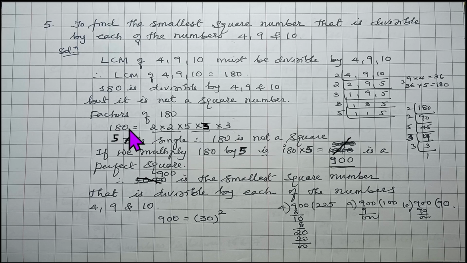So therefore we have to make this 180 a perfect square. To make 180 a perfect square, I have to multiply it by 5, since 5 is single. When we multiply 180 by 5 we get 900. So 900 is the smallest square number which is divisible by 4, 9 and 10, and 900 is 30 square. So please remember this, a very simple method which you have to remember. Okay, now let us go further.